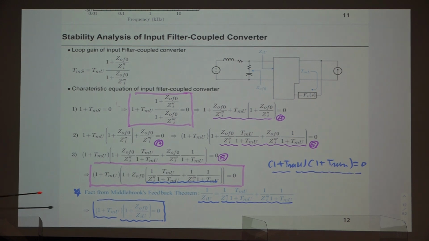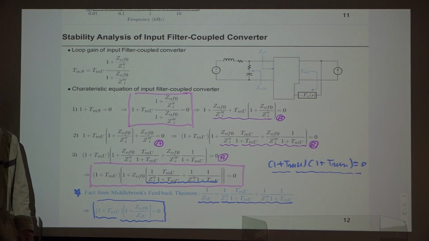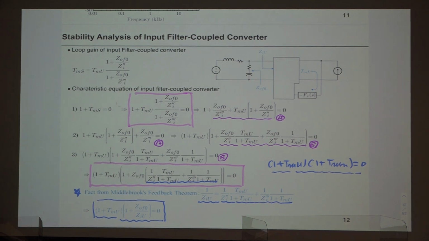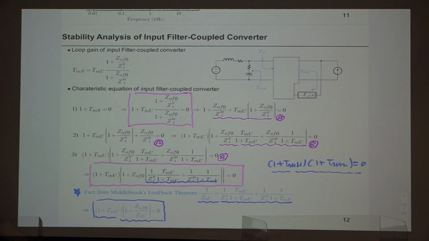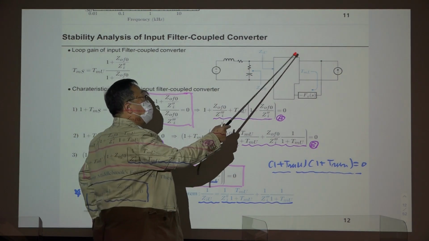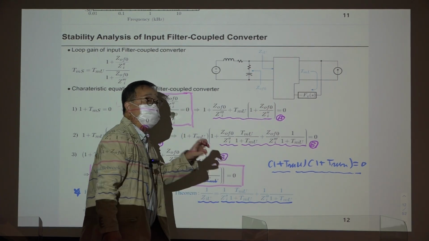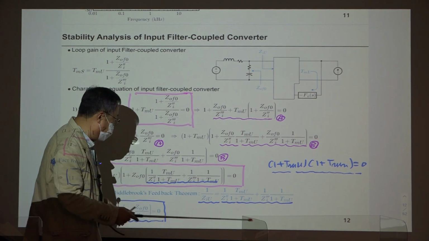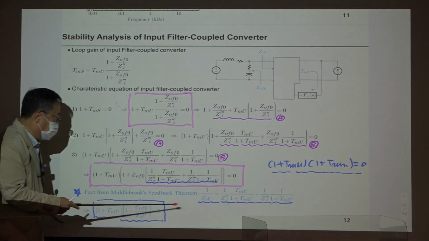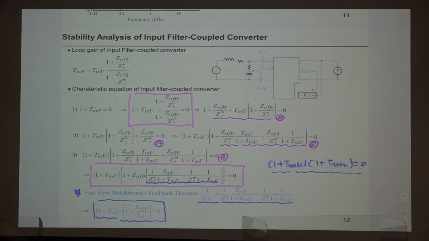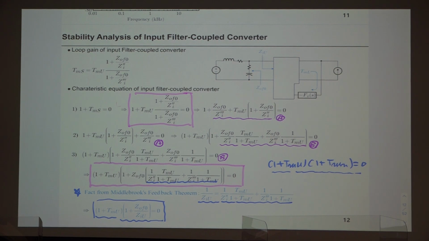The implication of this equation is the same as the previous one. The roots, or eigenvalues, of this characteristic equation are the union of the roots of this term equal to 0 and the roots of this term equal to 0. That means by connecting this, you have the original eigenvalues of the uncoupled converter, plus some additional eigenvalues generated by this equation. If the converter is originally stable, then by the Nyquist stability criterion applied to this term, the system remains stable. It's the same conclusion as the previous case. So the same rule applies to the source coupled converter and the load coupled converter, which is very amazing.